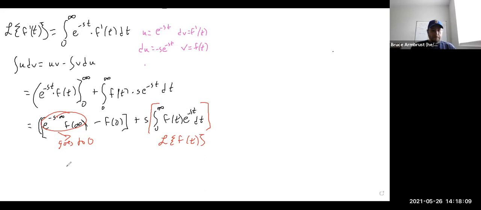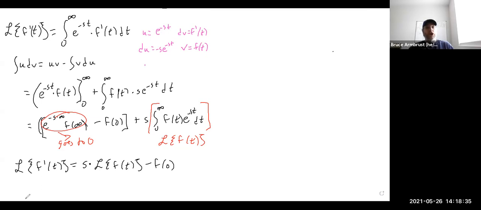All right, so if we put that all together, what we see is the Laplace transform of a derivative is equal to s times the Laplace transform of the function itself minus f of 0. Now, that's on that chart. If you go back and look at that chart, you'll see somewhere near the bottom, there's the Laplace transform of the derivative, and you get this form right here.